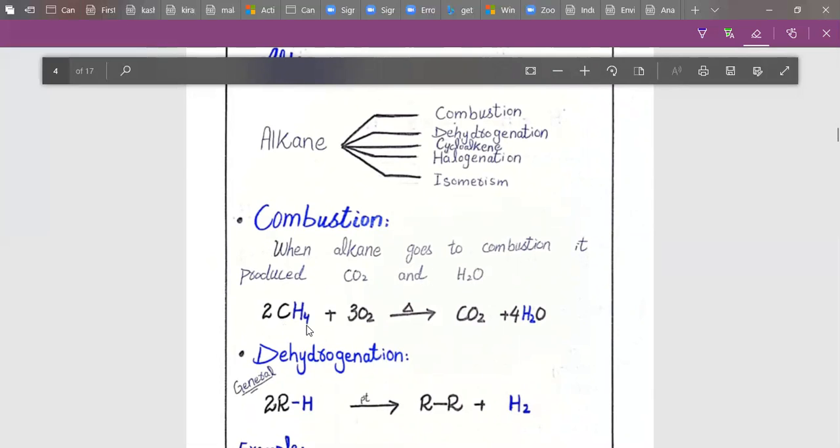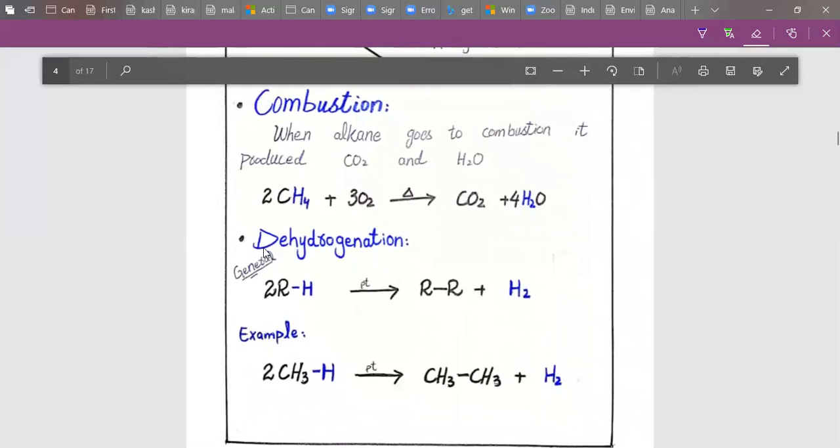Here I take methane, and this is oxygen. When methane reacts with oxygen, then it produces carbon dioxide and water. This hydrogen is removed from carbon. That's why we can say that this is an oxidation process.